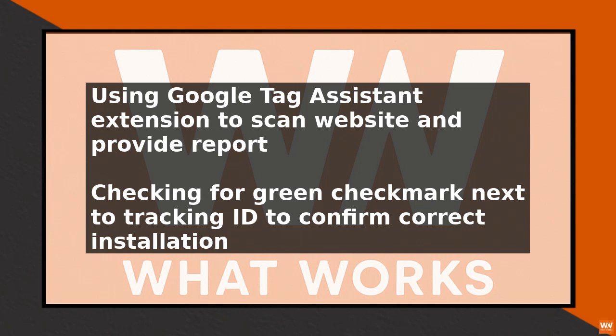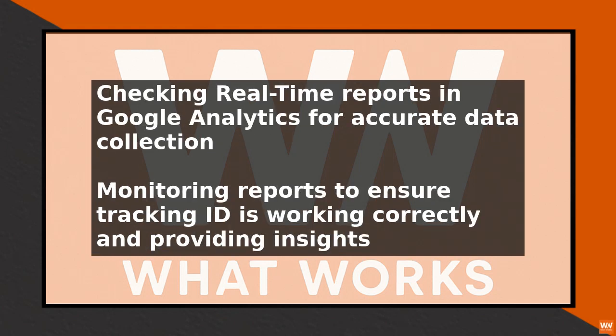Another way to validate the tracking ID is to check the real-time reports in Google Analytics. If the tracking ID is correctly installed, you should see real-time data in the reports. To check the real-time reports, navigate to the Reports section in Google Analytics and select Real-time. If you see data in the reports, it means the tracking ID is working correctly.